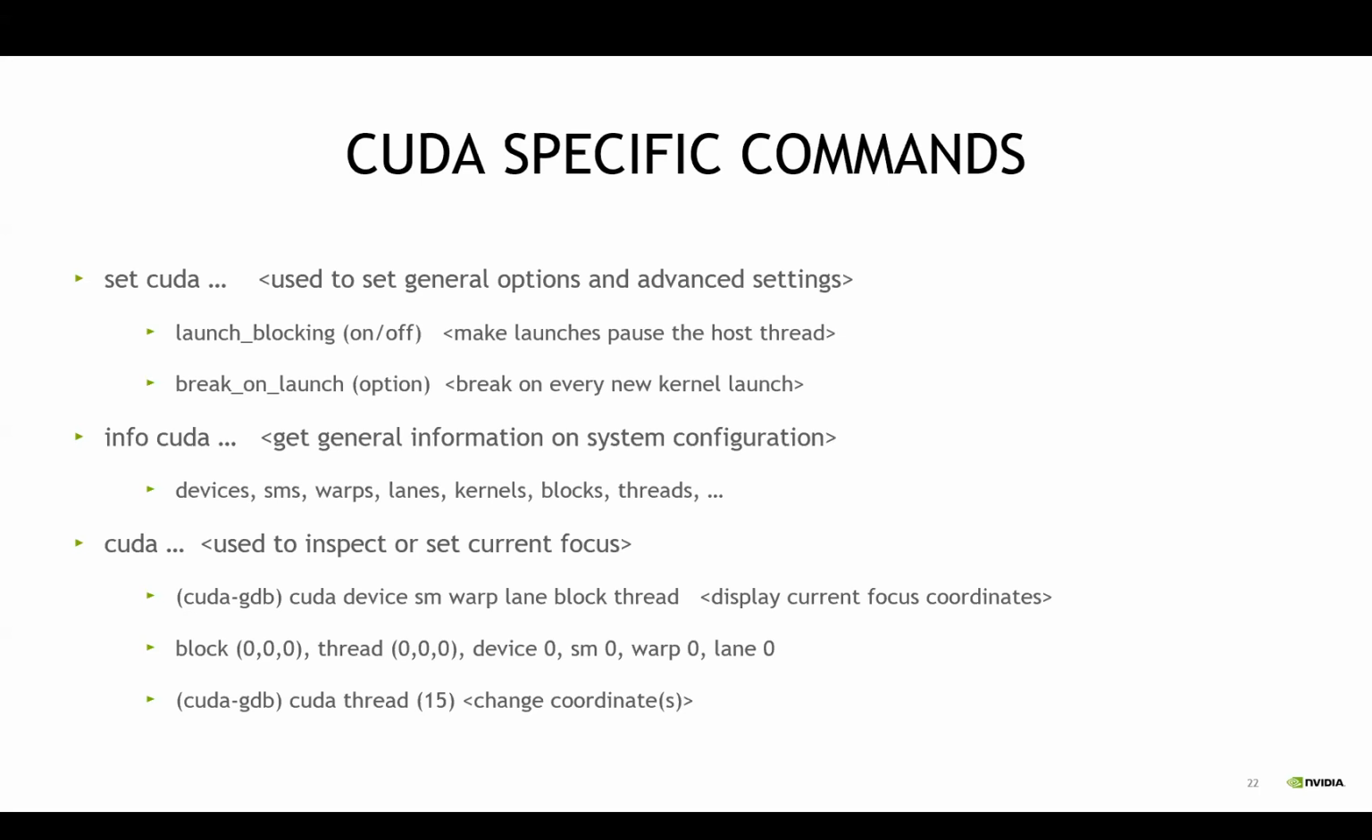Info CUDA, info again is a GDB command, but when you say info CUDA, it's now something that's specific to CUDA GDB. And this allows you to get general information on system configuration, like, for example, what devices are in my system. So I can say info CUDA devices, and it will show me what devices are in my system. And I'll try to remember to demonstrate that in just a moment. And there's other things that you can ask in the info CUDA command. Again, I'm moving quickly in the interest of time. This is not intended to be a complete tutorial on either GDB or CUDA GDB. There is documentation available. I'm trying to cover what I think are the most important highlights.